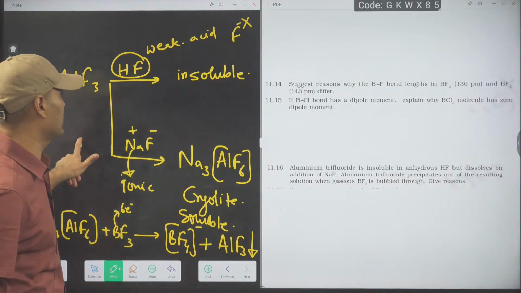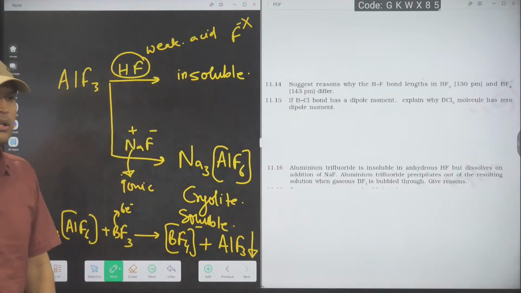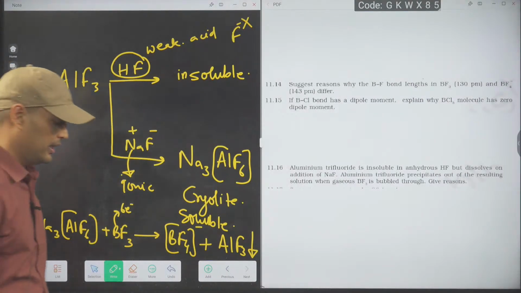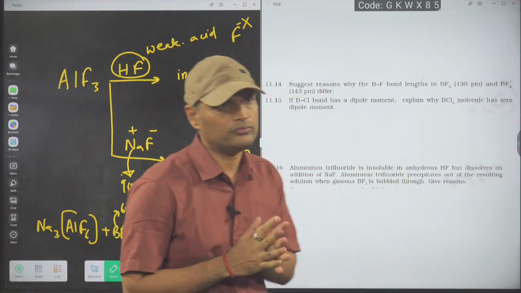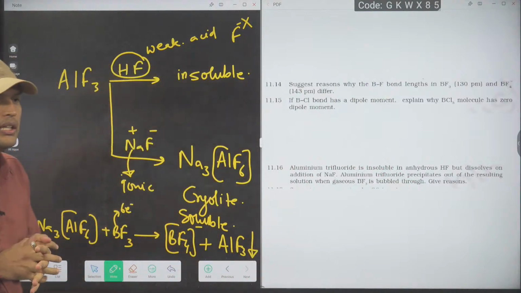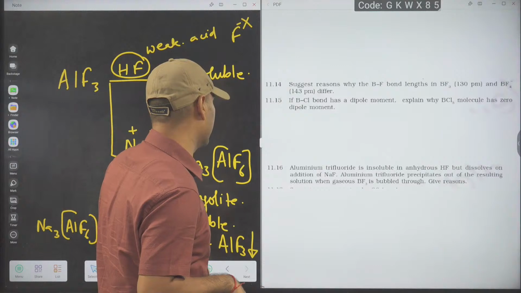Are you getting this question? Now this question I think we generally do not discuss, but in your notes it is written. Lewis acid character decreases down the group like this. So that point is also very important.